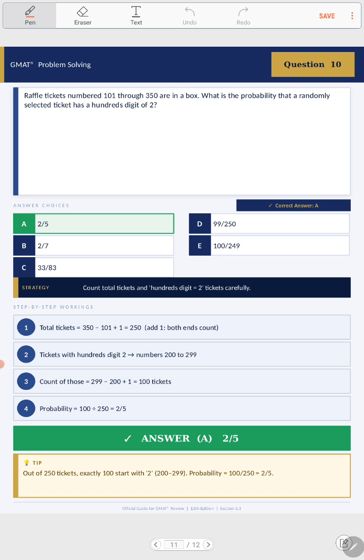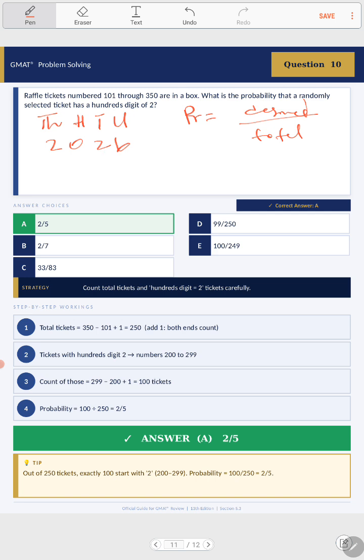Raffle tickets numbered 101 through 350 are in the box. So this is the probability. Remember that the probability generally is desired over total. The only confusing part here is the unit digit. Remember, this is thousands, hundreds, tens, and unit. Like in this year 2026, the hundreds digit is 0, the thousands digit is 2, the tens digit is 2, the unit digit is 6.